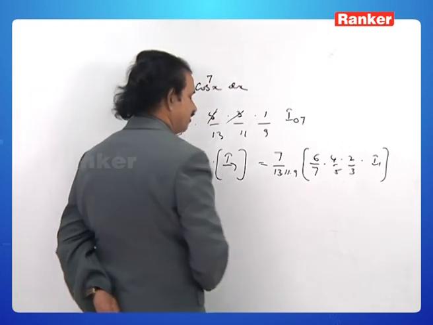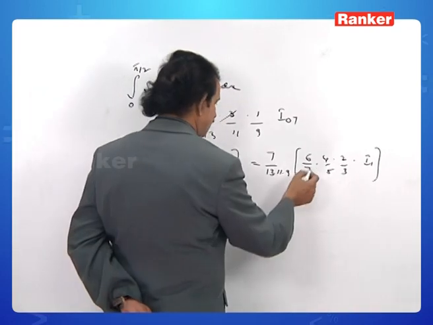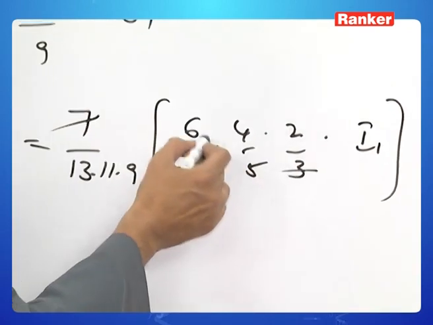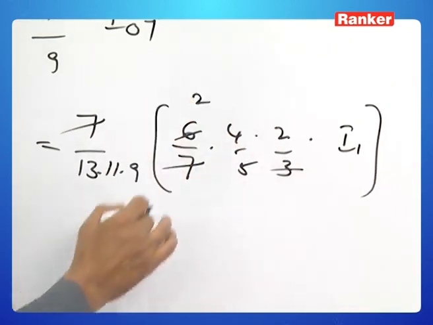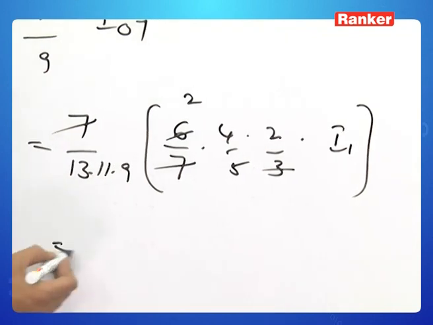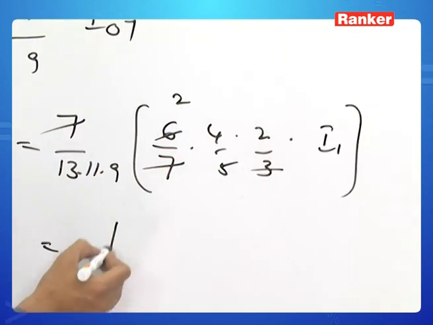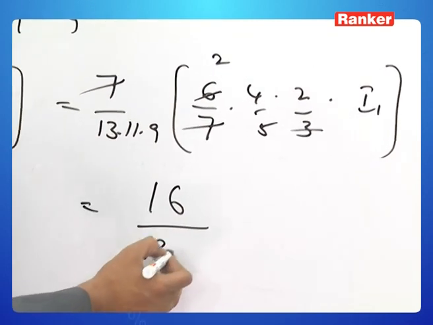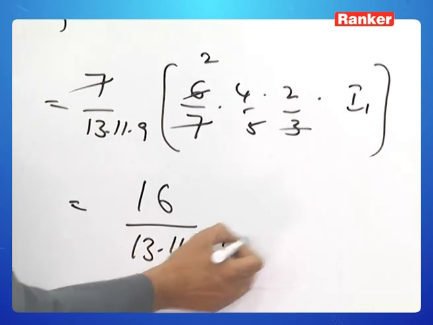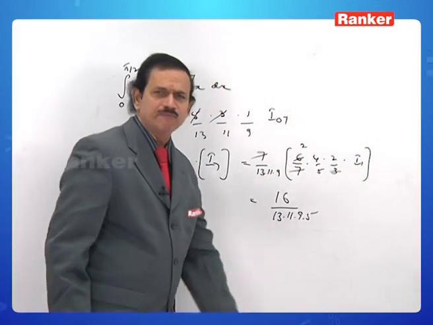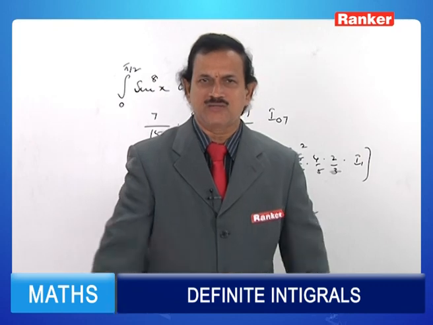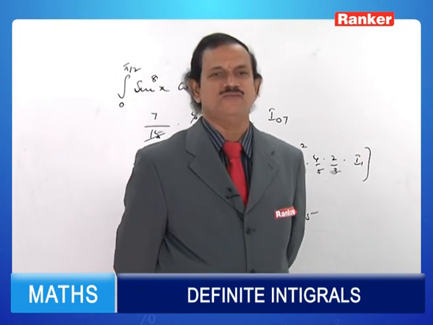Now let us observe, any more cancellations possible? 7 and 7 go away. Okay, 3 goes 2 times. Any more? No more. 2 4s are 8, 8 2s are 16. 16 is in the numerator, and in the denominator 13 into 11 into 9 into 5. That's all. What about I1? I1 is nothing but 1, so you can ignore that. That is the answer.